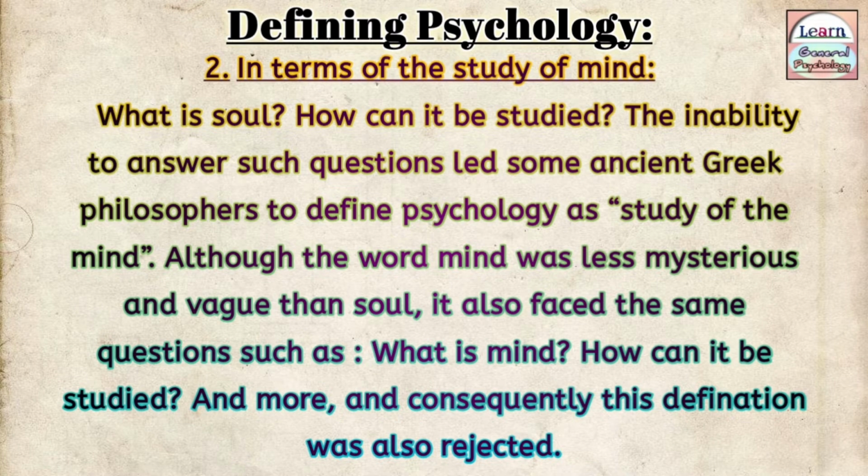2. In terms of the study of mind. What is soul? How can it be studied? The inability to answer such questions led some ancient Greek philosophers to define psychology as study of the mind. Although the word mind was less mysterious and vague than soul, it also faced the same questions such as what is mind? How can it be studied? And more, and consequently this definition was also rejected.